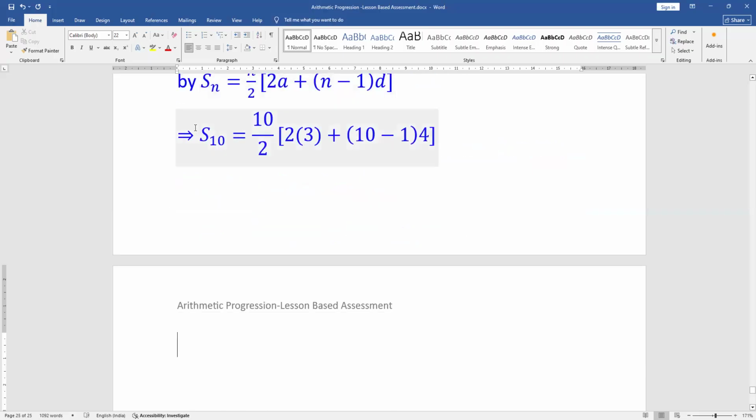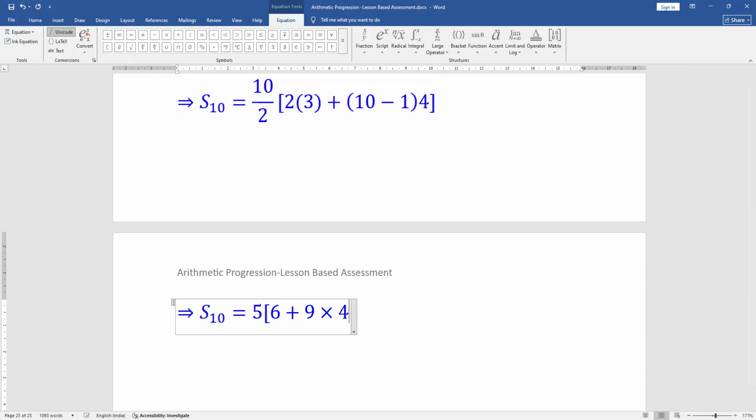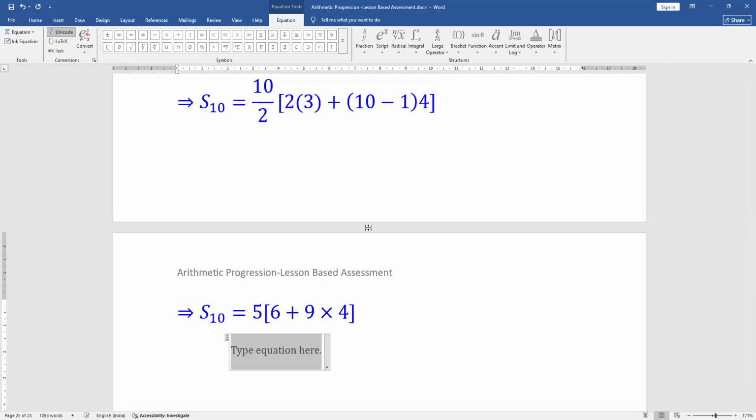Next, this is the next step: S10 equals 10 by 2. What is 10 by 2? It is 5. Correct? So 5, bracket open. What is 2 times 3? It is 6. Plus 10 minus 1, which is 9. 9 followed by a bracket means multiplication. Then bracket close. Next, equals.